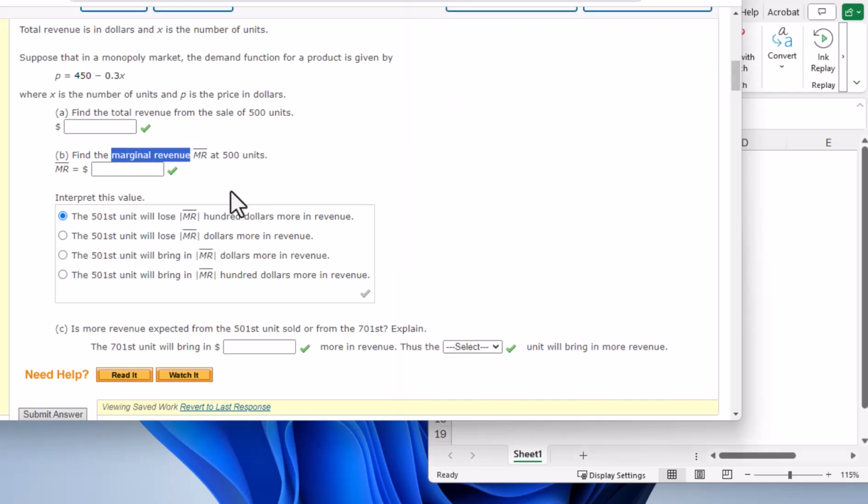Now that we know what a derivative is, a marginal revenue for calculus means that you take the revenue's derivative. You do an instantaneous rate of change. And then we're going to compare the 701st and the 501st.